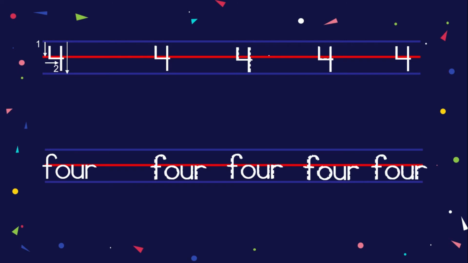Okay? So this is how we're going to write the numeral 4 and the number word 4. Okay, so for our next set, let's count the balloons. 1, 2, 3, 4, 5. Therefore, there are 5 balloons. And this is how you're going to write the numeral for 5 and the number word for 5.